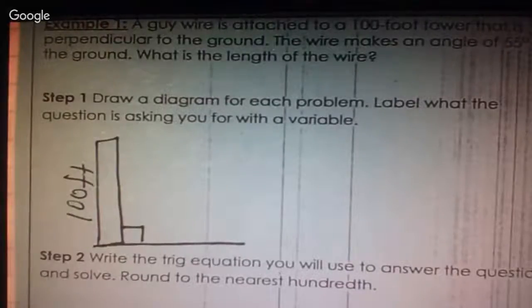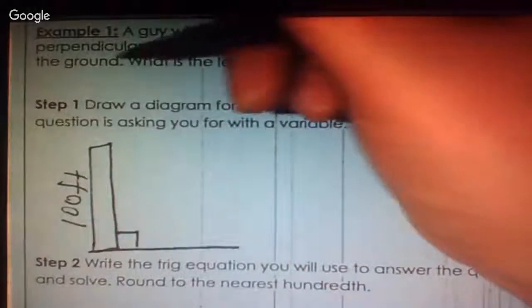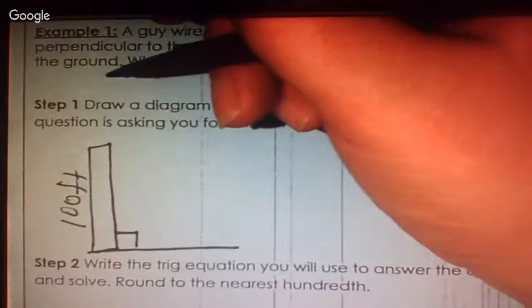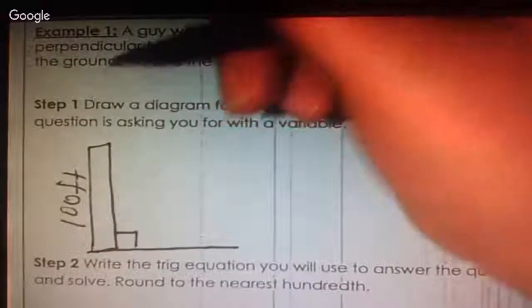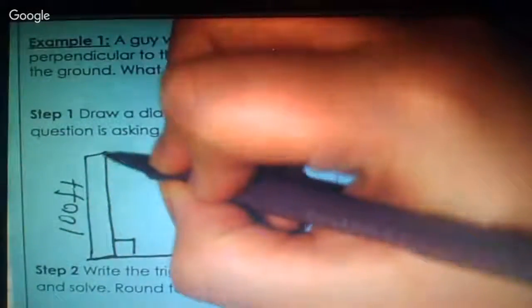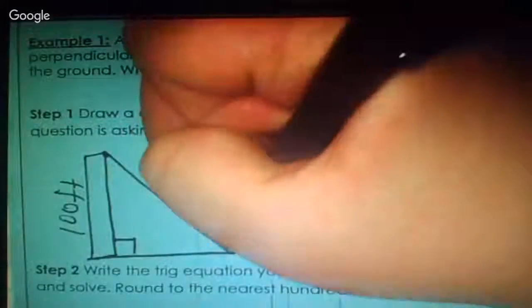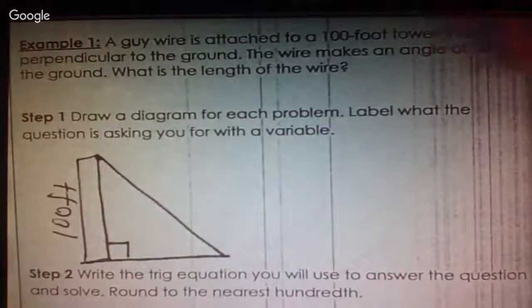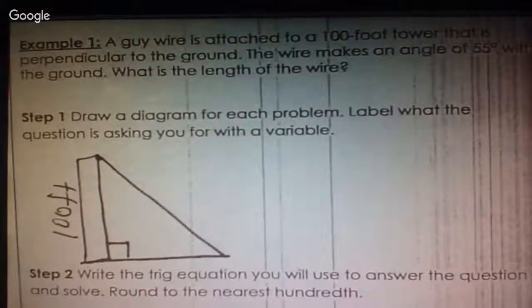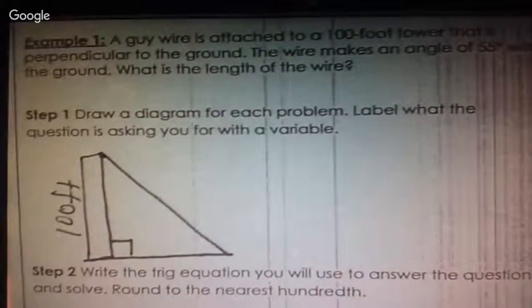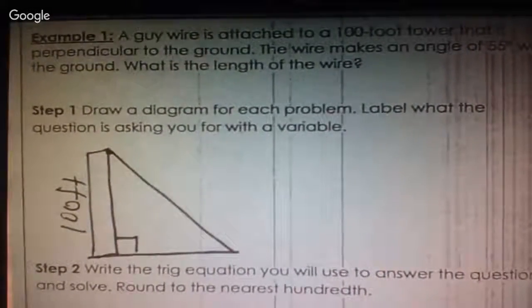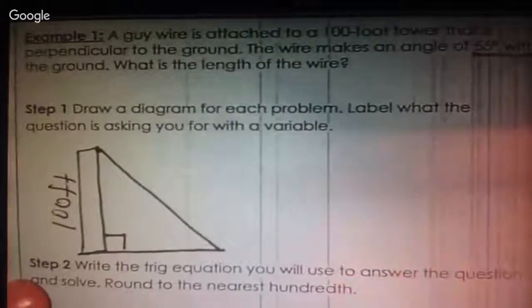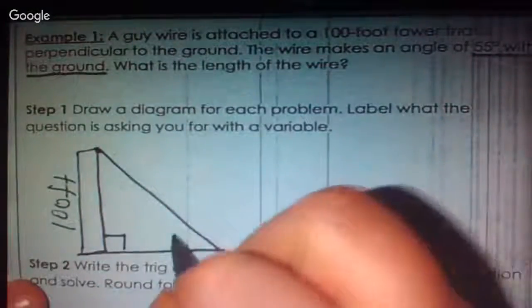So you've got this wire that's attached to the 100-foot tower. We're dealing with what in this unit? Triangles. So obviously we've got to make some kind of triangle. If it's attached to the tower, that means it's going to come down to the ground and form this triangle. It creates a 55-degree angle with the ground. So where does 55 go? At the bottom, 55 degrees with the ground. So that goes here.